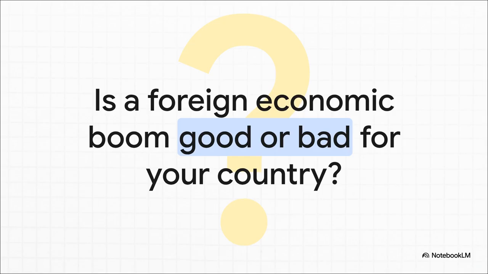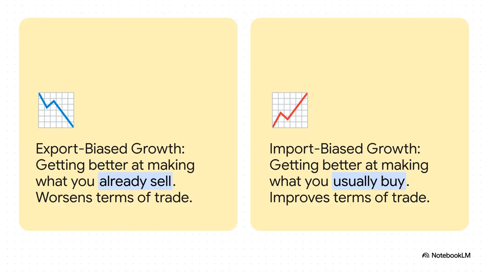The standard trade model gives us a really interesting, nuanced answer. See, it all comes down to the type of growth. If a country has export-biased growth, meaning it gets way better at making the stuff it already sells to the world, it can actually flood the market, and that drives down the price of its own exports.